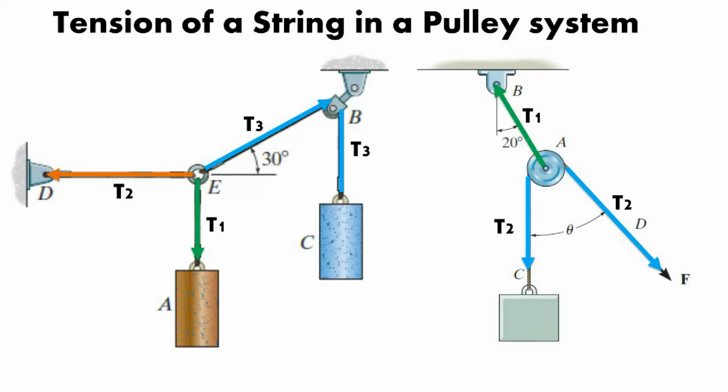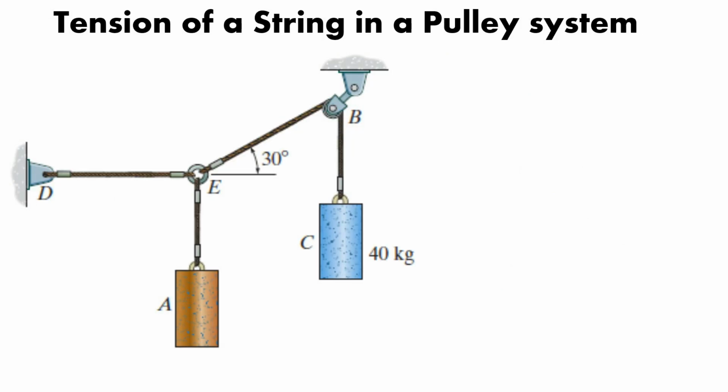Good day everyone. So for today's lecture, we will discuss tension of a string in a pulley system. As you can see, this is the diagram of a problem in a pulley system. Here I have two masses. This mass A is connected on a ring, while this mass C is connected to a string that passes through a pulley system.